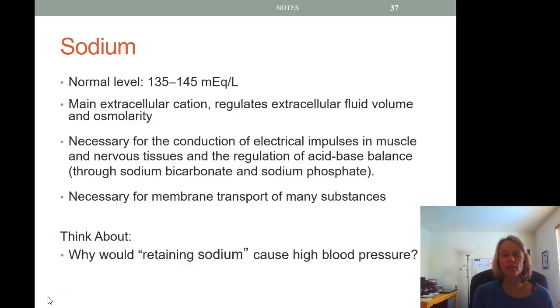Sodium is necessary for the conduction of electrical impulses in muscle and nervous tissue. It's important for the regulation of acid-base balance, and this is through some of the sodium salts, such as sodium bicarbonate and sodium phosphate. And it's necessary for the membrane transport of many substances, such as amino acids and glucose, which get co-transported with sodium. So think about, why would retaining sodium cause high blood pressure? Okay, and that's because water will follow sodium, increasing blood volume and thus blood pressure.